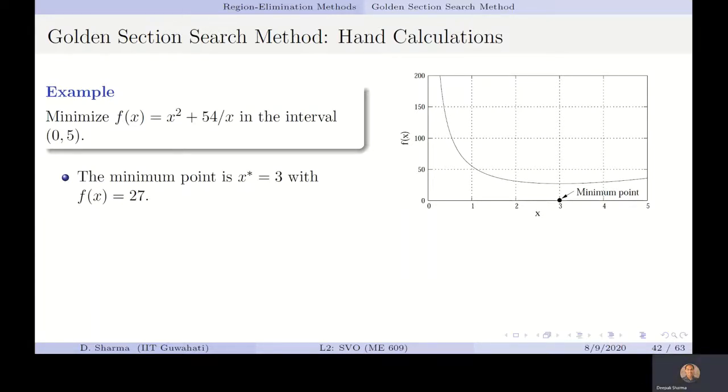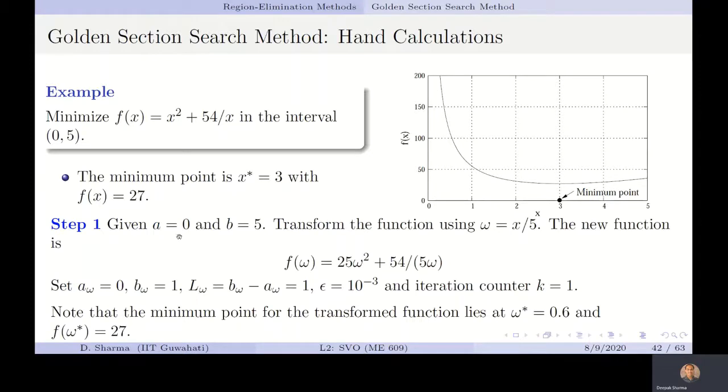So here it's the same example that we are solving. In step 1, you remember that we have A as 0, B equal to 5 as given in the equation. And first of all, we transform this X to omega. So X to omega means X minus A divided by B minus A. That gives me omega equals X divided by 5.